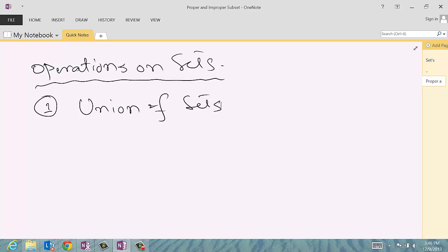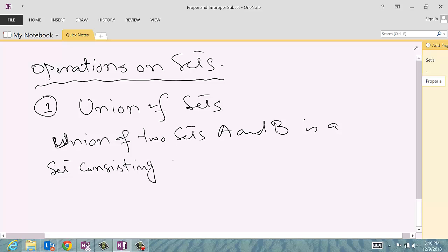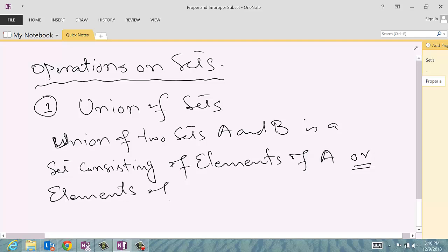If we want to define it, the union of two sets A and B is a set consisting of all the elements which are in set A or in set B. Union of two sets A and B is a set consisting of elements of set A, or remember there is a word or, and are elements of set B.